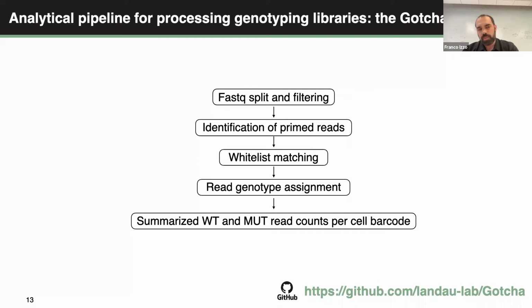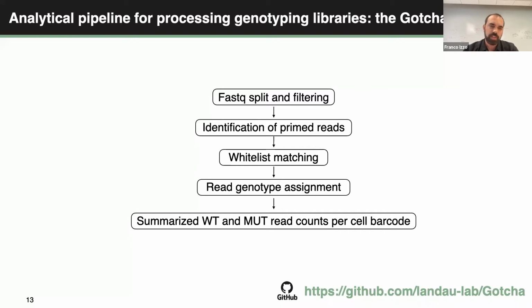Then after doing those 3 steps, we perform a read genotype assignment, and we provide an output as summarized wild-type and mutant read counts per cell barcode. So this process can be performed in R and we parallelize using a SLURM cluster for increased efficiency.